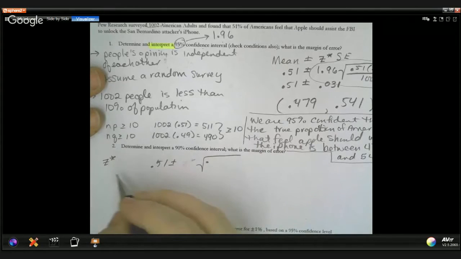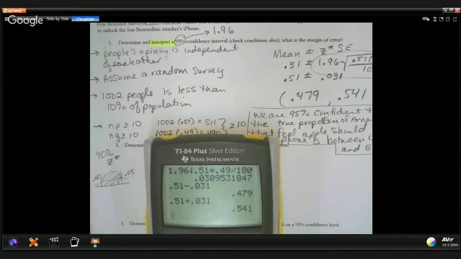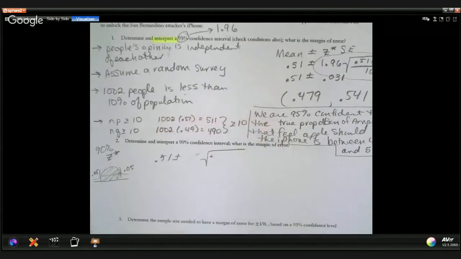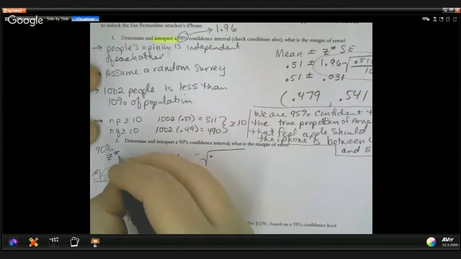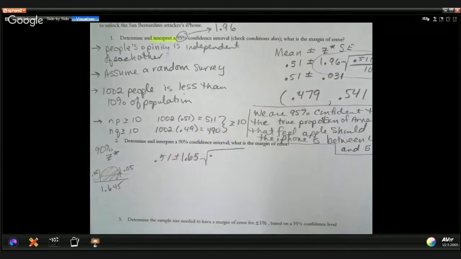So remember, for a critical Z of 90%, if I draw my normal curve, it's telling me that 90% is in between here, right? So I need to know what's on each side, and that's 0.05. So that's when I do my inverse norm, 0.05, and my base is 0 and 1. And my critical Z is 1.64. So 1.645. So I'm going to say 1.65.